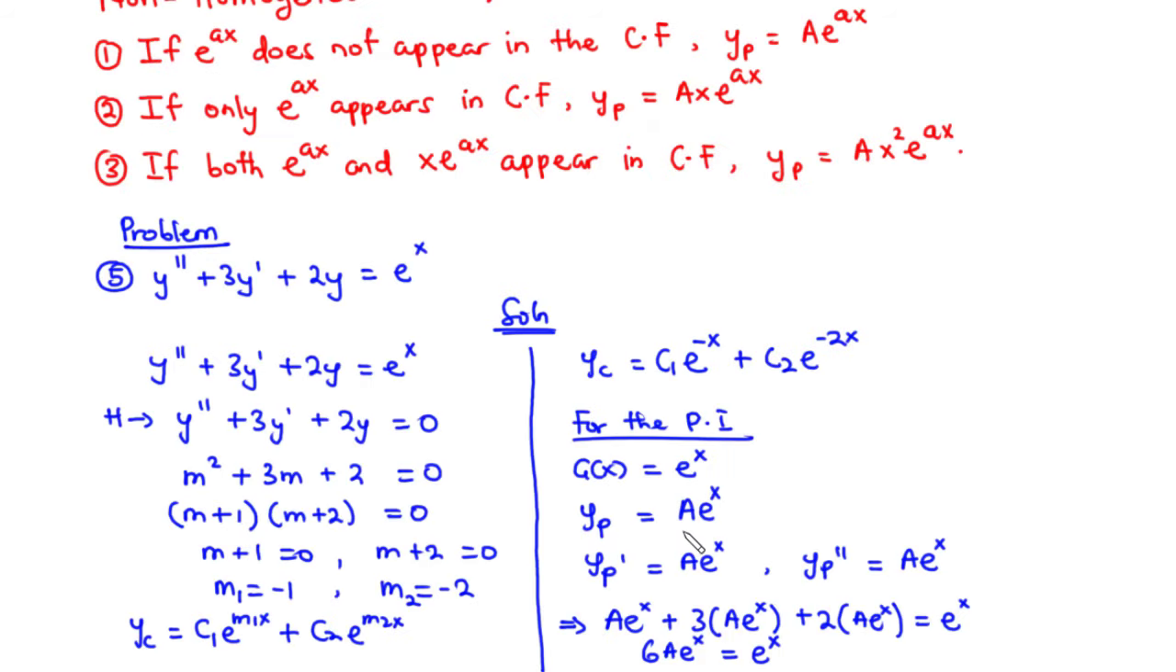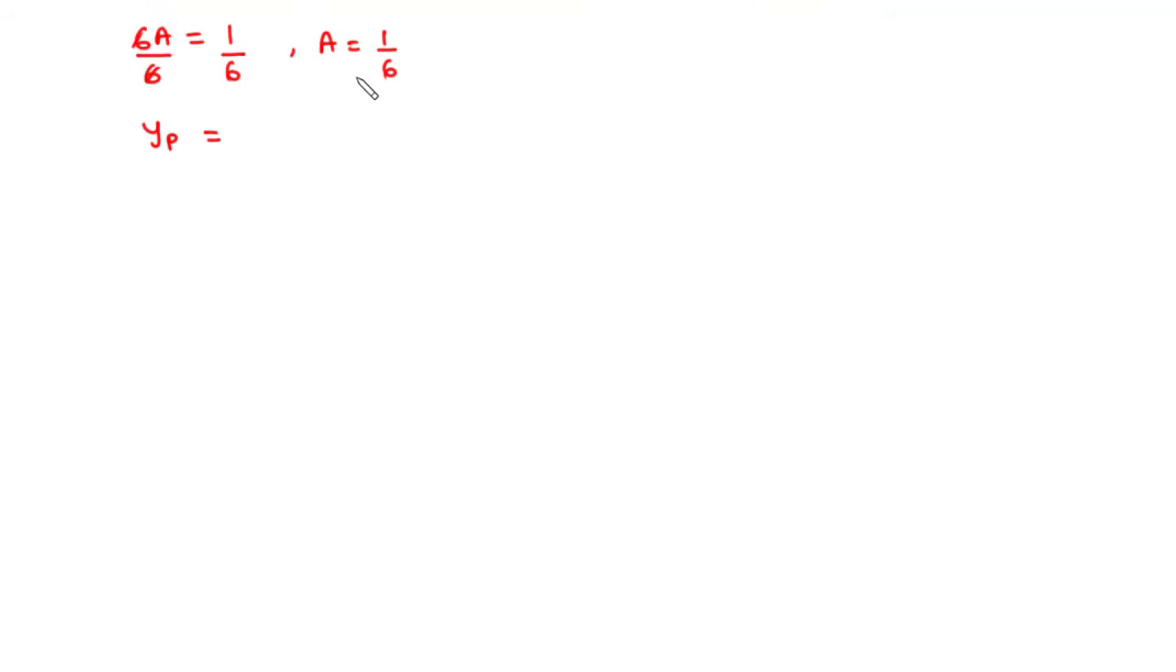So you have 6a equals 1. You want to find the value of a, so you divide through by 6, and then you have a to be equal to 1 over 6. Now from the particular integral, we have yp equals a times e to the power x. So yp equals a, which is 1 over 6, times e to the power x.